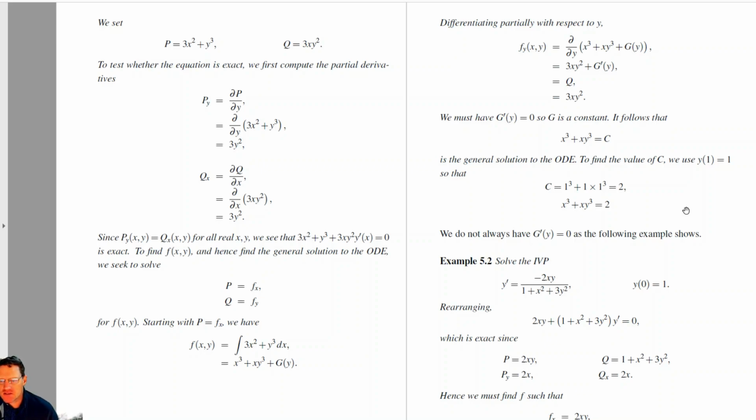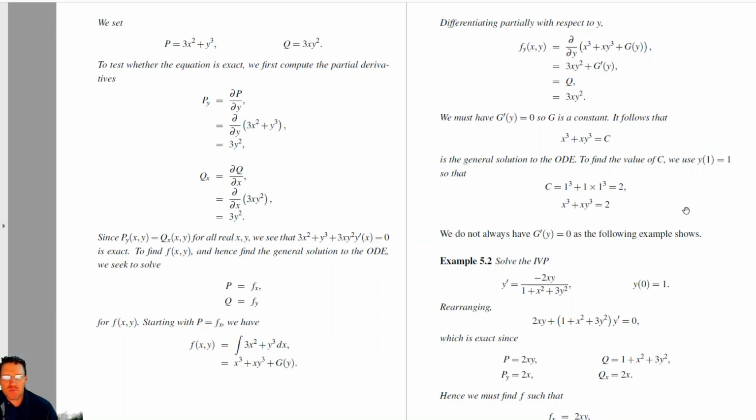All right, so this says solve the initial value problem y dash is equal to minus 2xy over 1 plus x squared plus 3y squared, where y of 0 is equal to 1. So our first step is to rearrange that in the form that we can recognize it as potentially being exact. So we set out p equal to 2xy and q equal to 1 plus x squared plus 3y squared, and we take partial derivatives to check whether this is exact.